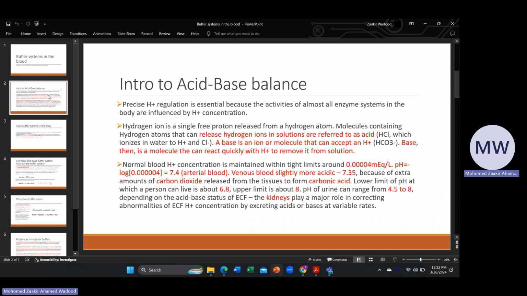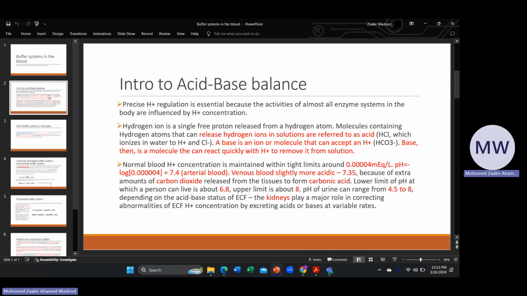Also, this has a lot of clinical significance to it. As mentioned here, the lower limit to which a person can essentially still survive or live is about 6.8, and the upper limit is approximately about 8. These are essentially the limits to which there wouldn't be any serious consequences. But of course, this changes for each individual, so it's not written in stone. So take it with a grain of salt.